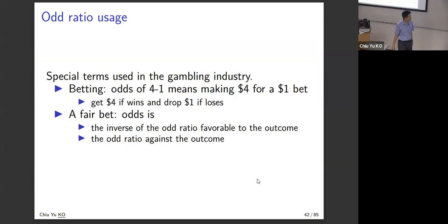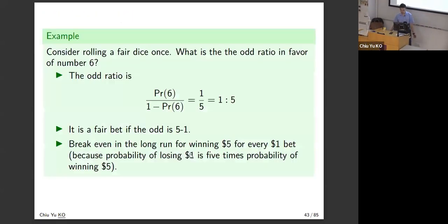Because betting is very convenient. The odds being used in the casino or horse racing or other places, they talk about odds, right? If you bet $1, if you win $1, you lose $1. This is 4 to 1 odds, right? And if we say the odds are fair, then the inverse odds ratio is exactly the odds. So that's why odds ratio and odds are related in the real world. The odds in the real world are actually the inverse of the odds ratio, or the odds ratio against it.